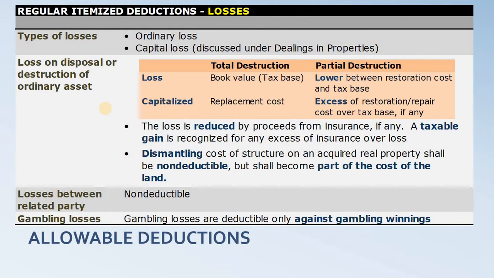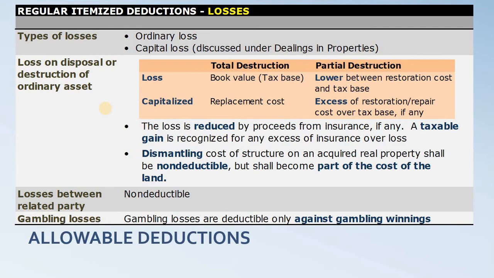However, if there is a partial destruction, when we say partial destruction, the destroyed asset can still be repaired. And the loss that will be deductible for this purpose is the amount lower between the repair or restoration cost and the tax base of the part destroyed. However, if the restoration or the repair cost is more than the tax base or the book value of the destroyed part, any excess would be capitalized.